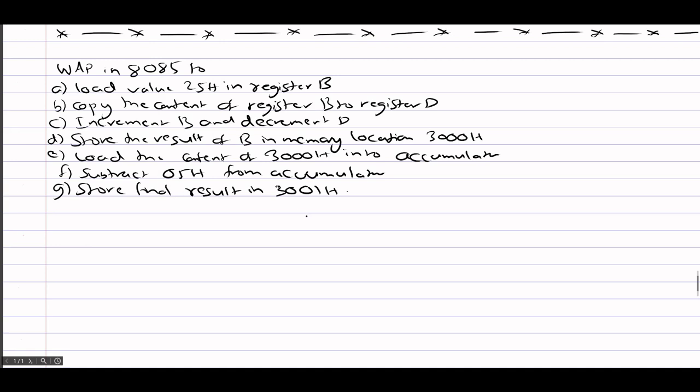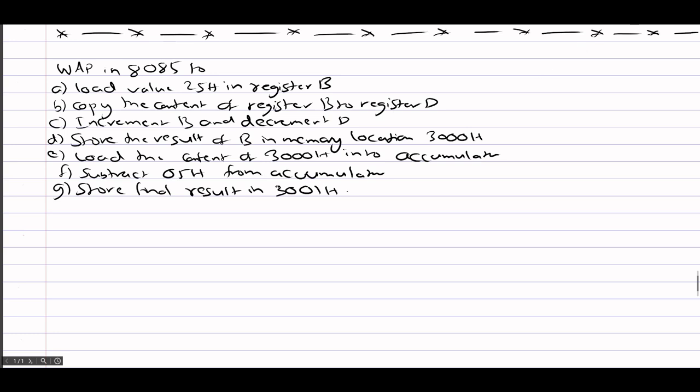In this video, we're going to solve a question. We're asked to write a program in 8085 to load the value 25H in register B, copy the content of register B to register D, increment B and decrement D, store the result of B in memory location 3000H, load the content of 3000H into accumulator, subtract 0.5 from accumulator and store the final result in 3001H. Okay, we'll take this step by step.